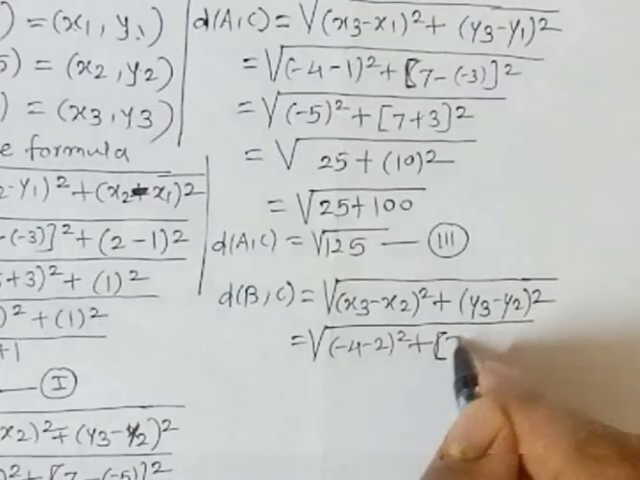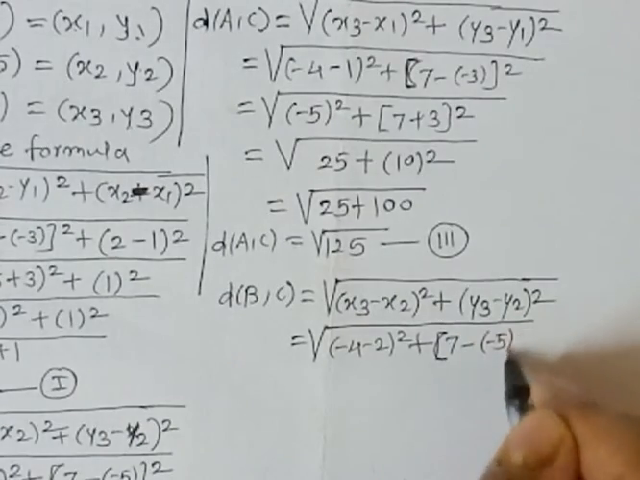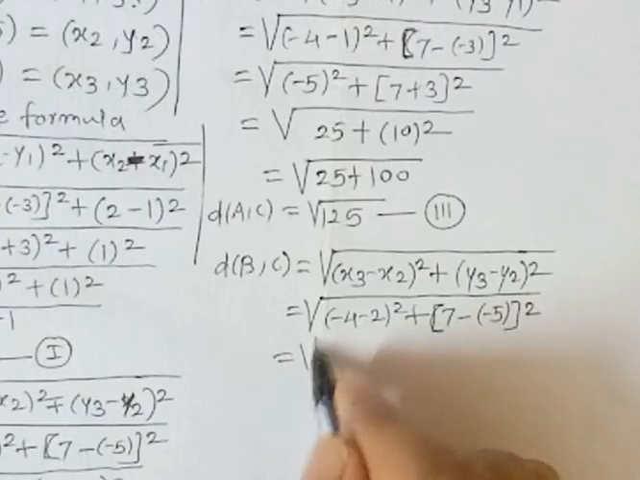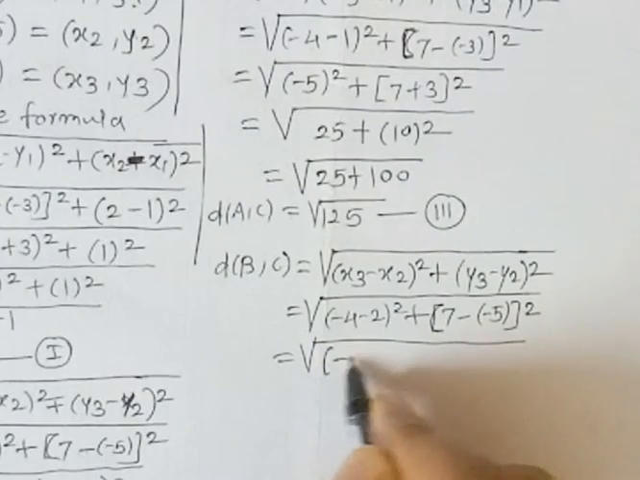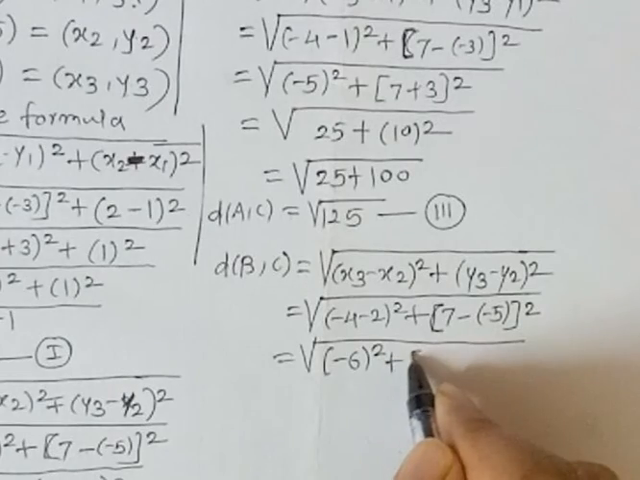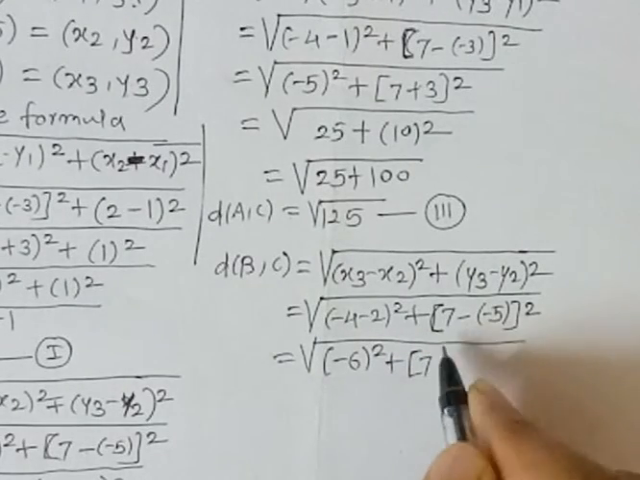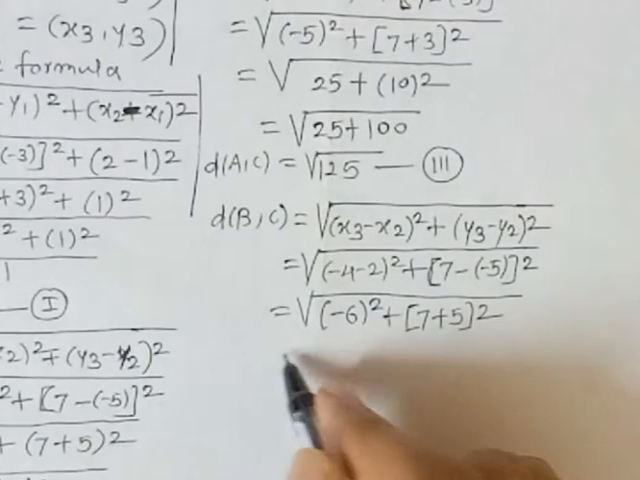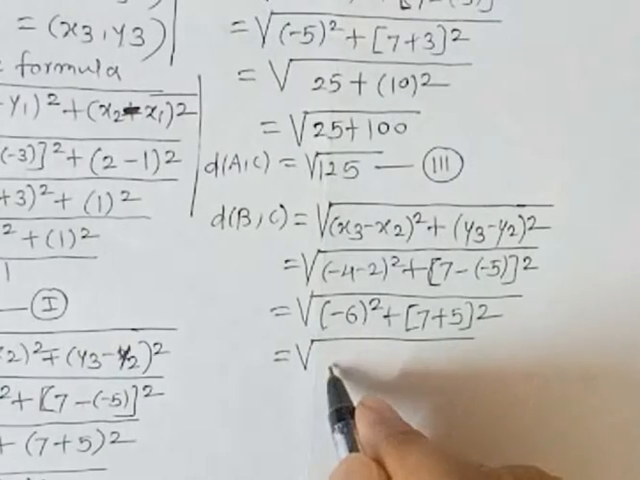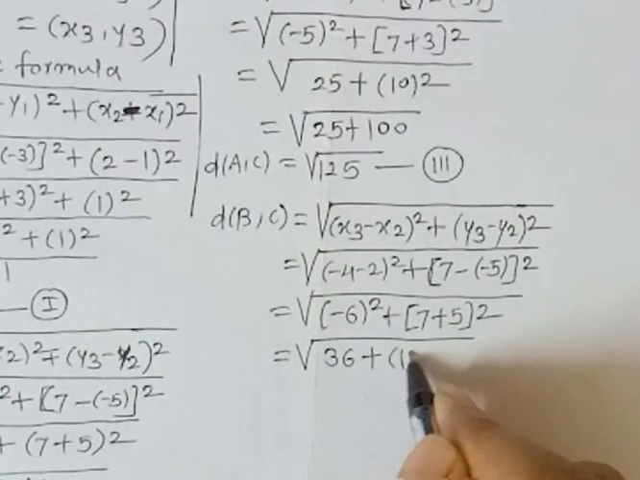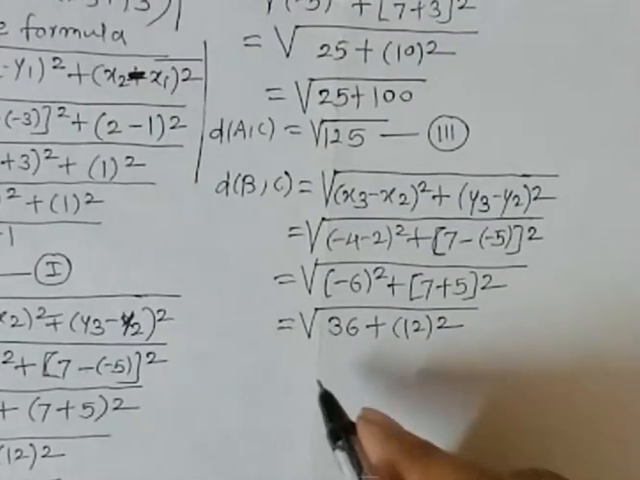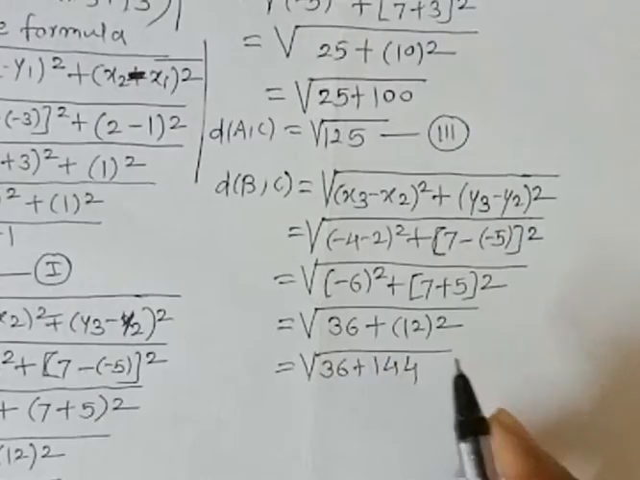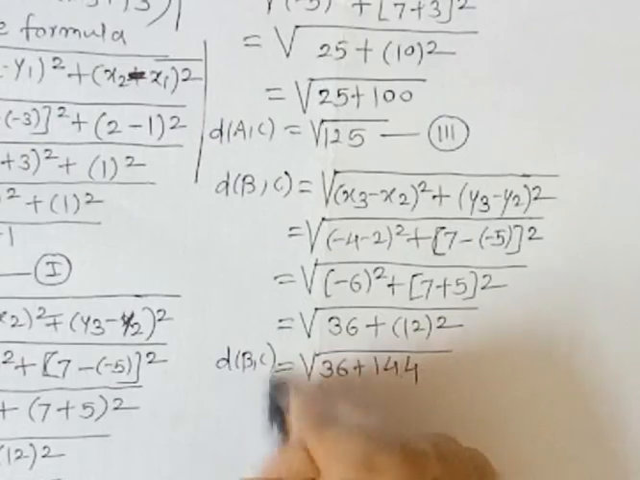Okay, (7 − 5)². Now simplify this: under root (−4 − 2)² + (7 + 5)². This is equal to (−6)² is 36, plus (7 + 5) = 12, squared. Okay, this is equal to under root 36 plus 12 squared is 144. This is your distance BC.